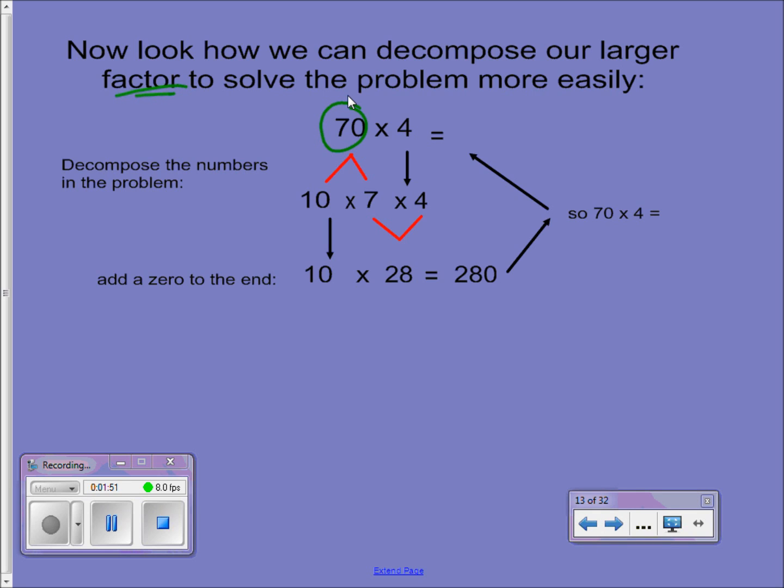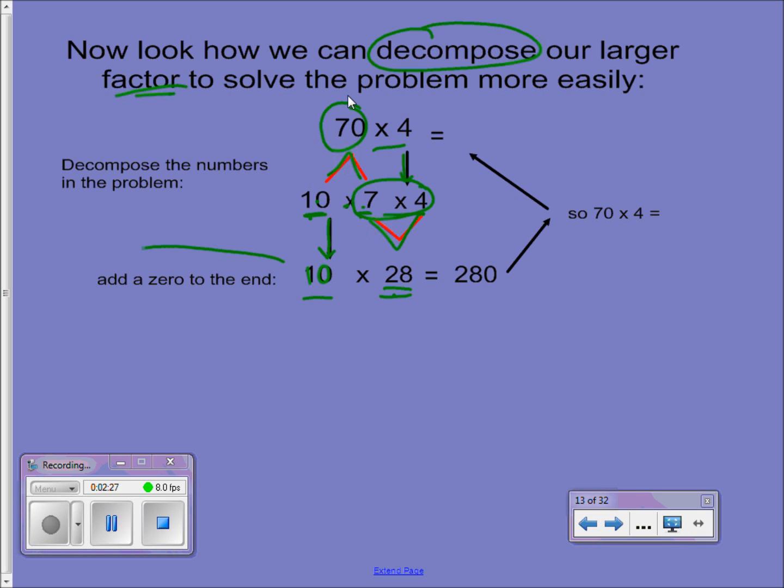That would be breaking it into 10 times 7, because we know that 10 times 7 is 70. So we break that 70 down, or decompose that 70, into 10 times 7. And then we bring down our times 4, because we can't forget about that. So what you're then going to do is multiply your two one-digit numbers that you've now created. 7 times 4 we know is 28. Then you're going to bring down your times 10. So now we have 10 times 28.